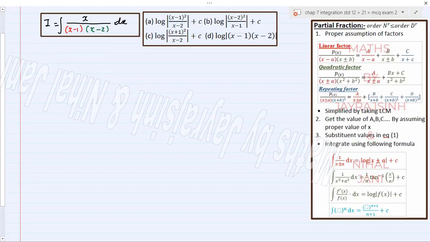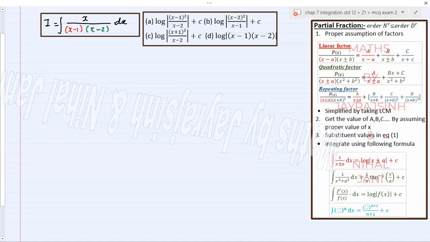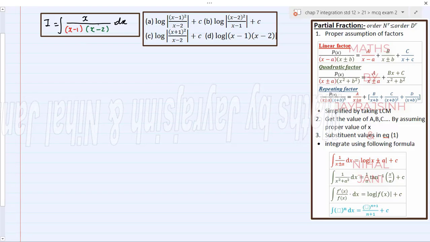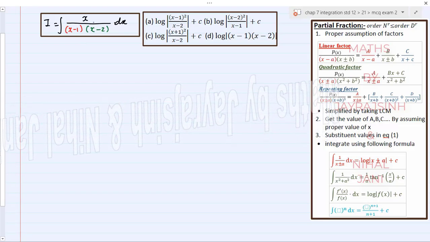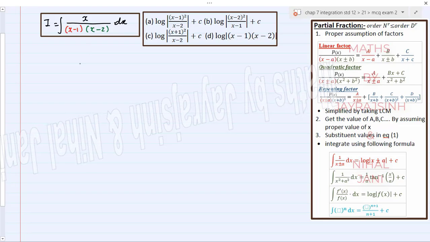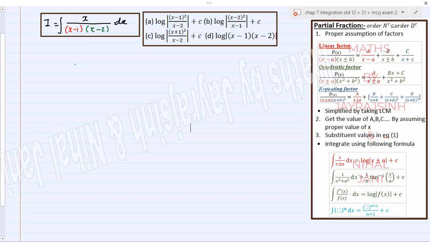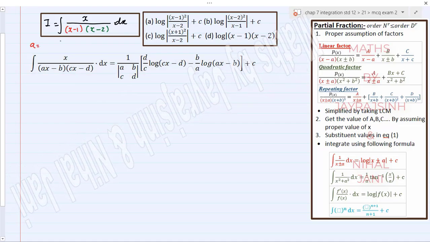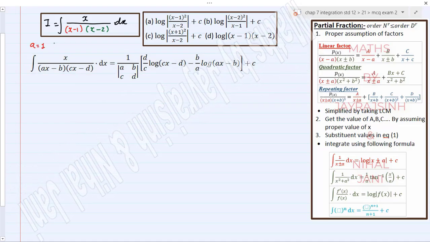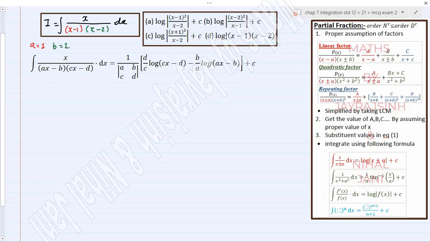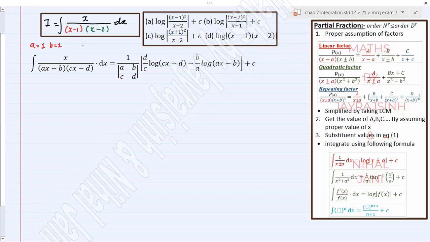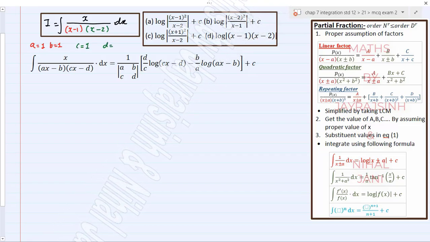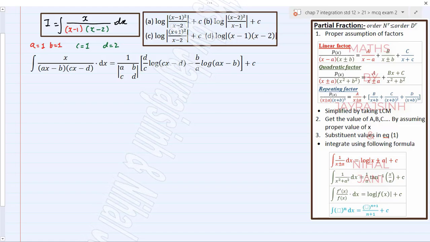In this question, we have to integrate x upon x minus 1 into x minus 2. We can apply partial fraction, but here we have one special format. So let's use shortcut to solve this MCQ. And here it is. Your a, which is coefficient of x in first term, is 1, and constant term, which is also 1. Similarly, from second term, we can get the value of c and d. C is coefficient of x 1 and d is constant term which 2.